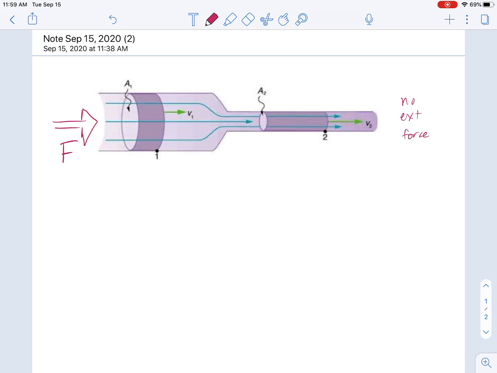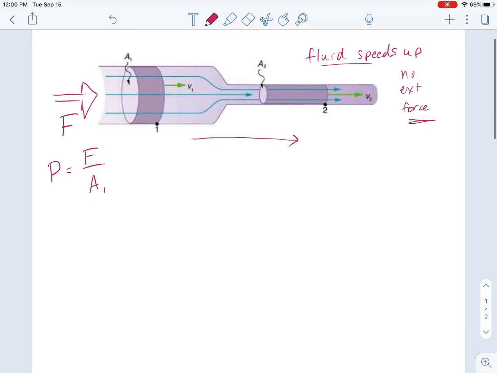So what is this pressure difference going to do? The pressure difference is going to push fluid through the syringe. And what happens to the fluid is, because of the pressure difference, the fluid speeds up. So again, we've got a pressure difference that would be equal to the force over the area on the left here. There's no external force, so we've got a delta P, or a change in pressure from the left to the right, and again, it's going to cause that fluid to speed up.